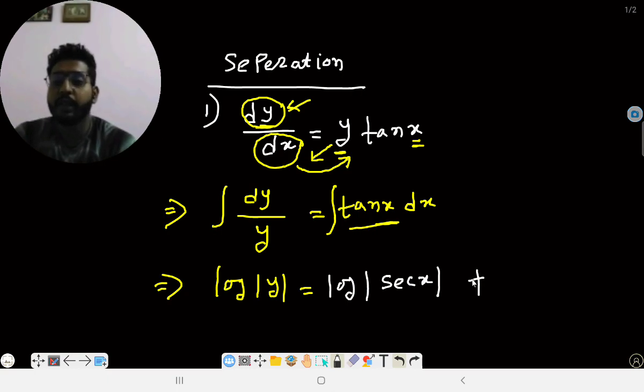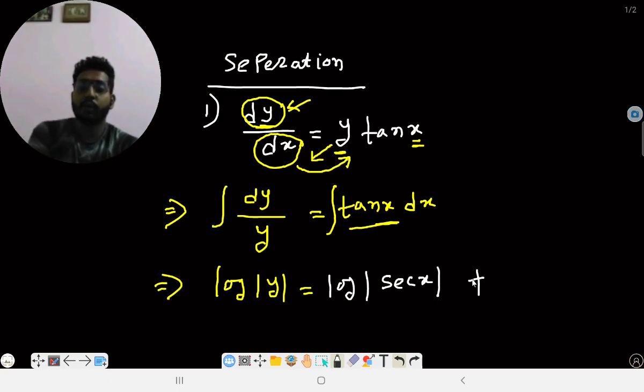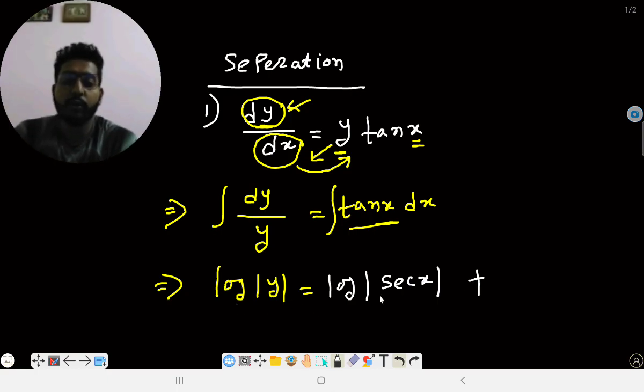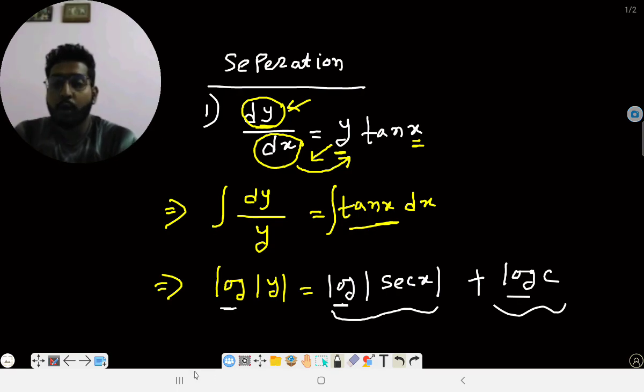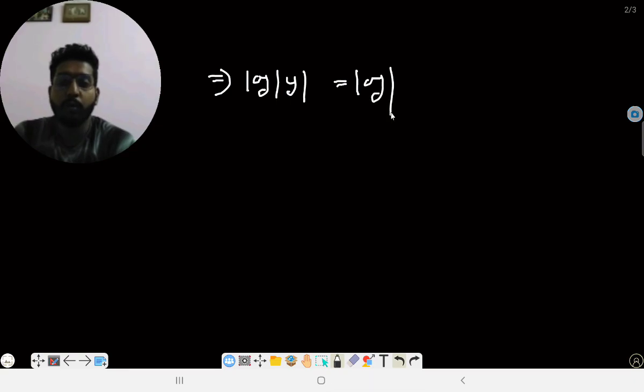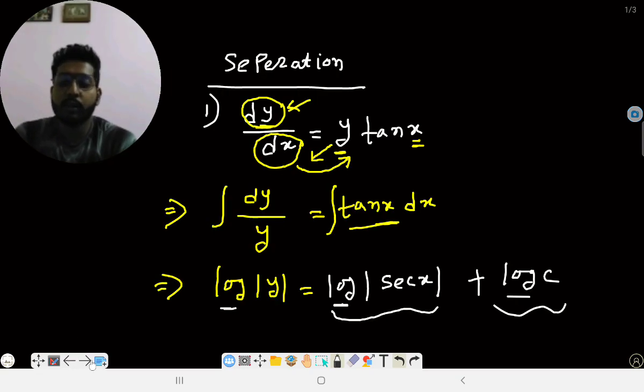Now after integration I need a constant. We can choose this constant according to the situation. Since there is a log, I can take log c here. One can take only c also, but since there is a log, I am choosing log c. Now we have to use the property of the log. Log a plus log b, what is the formula? Log ab. That means it becomes log mod y equals log mod c into sec x.